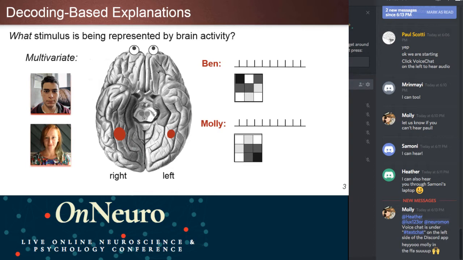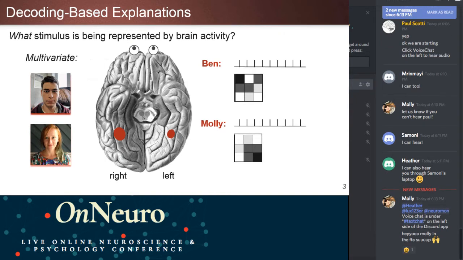For instance, let's say that somebody had seen 50 faces of Ben and 50 faces of Molly. We could build a classifier in such a way that a certain pattern of activation would be more similar to Ben or more similar to Molly. So if we present a new trial, and let's say that it's Ben, and we look at that pattern of activation, we can say, okay, that is more similar to the past 50 Ben trials than the past 50 Molly trials, and thus we can classify that stimulus as being Ben's face.